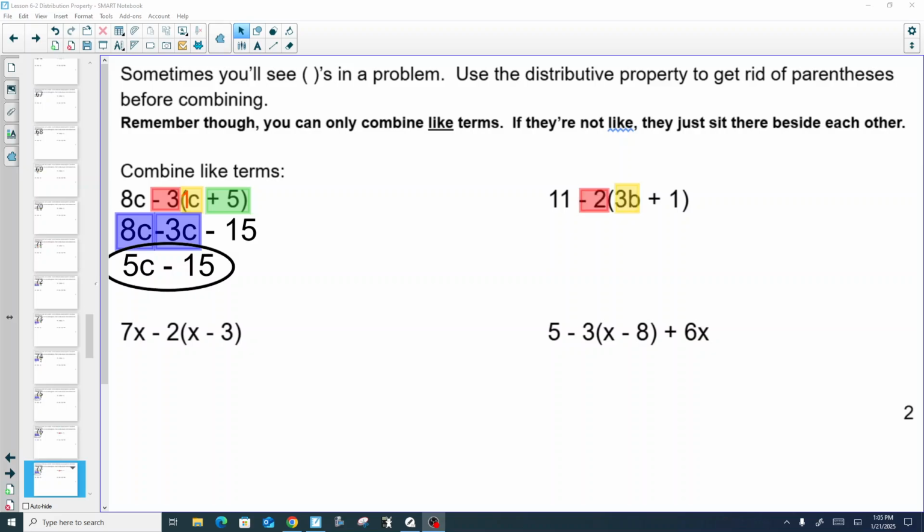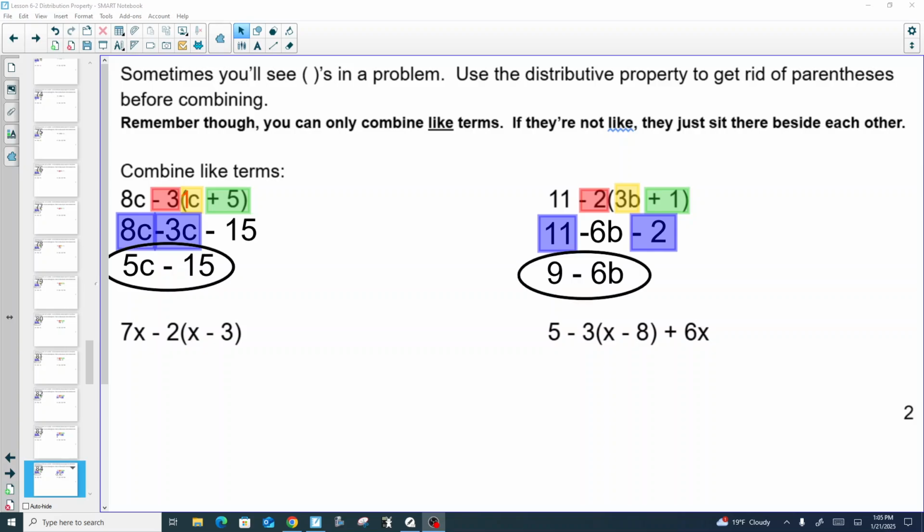Negative 2 times positive 3b is negative 6b. Negative 2 times positive 1 is negative 2. So we write minus 2 or negative 2 right there. And then the 11 just drops down. In this case, the 6b is the only term that has a b in it, but the 11 and the minus 2, they're like terms. They don't have any variables. So 11 minus 2 is 9, and I'm going to write the 9 right underneath the 11. And then the minus 6b, we can just drop straight down and circle it. That is our simplified expression.